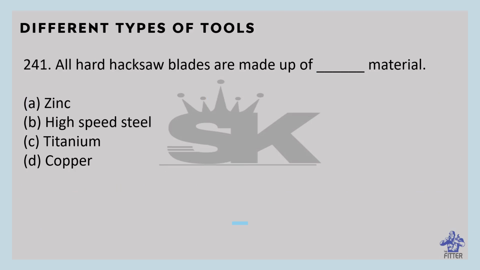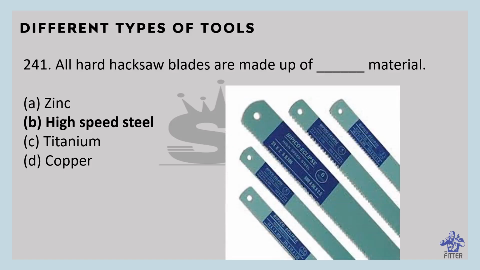All hacksaw blades are made of which material? That is high speed steel. It is hard tempered and has an easily broken tendency because it has no flexibility. You can see here in the image those are the hacksaws.